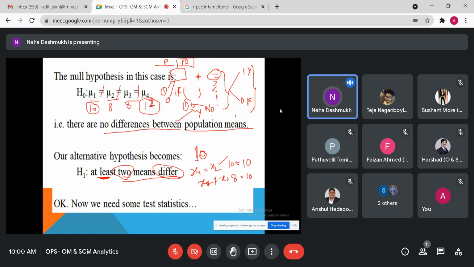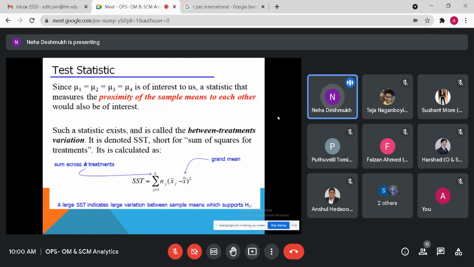I write here x1 is greater than or equal to x2, so the x1 value should be greater than or equal to x2 numerically also. Are you getting my point? Got it. So now everything is decided, H0 and H1. Now what is the next step?